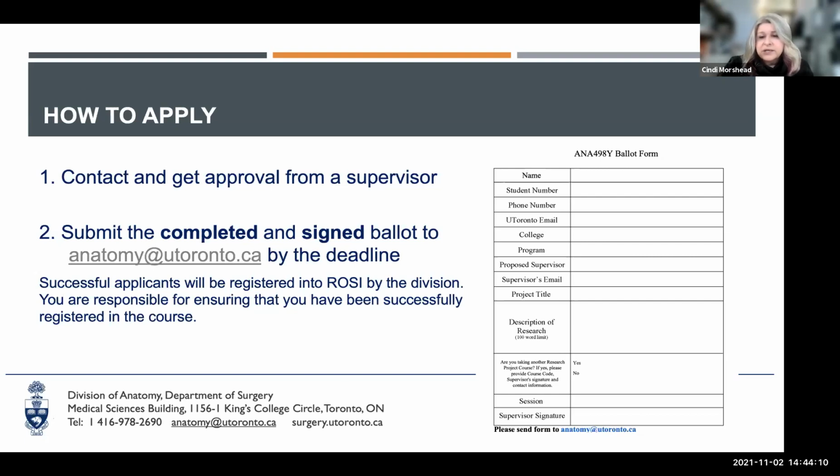It needs to be completed with a description of the research, because there are research projects that are not appropriate for this project, and we need to screen them before we will put you in Rosie, if we have approved your supervisor as well as approved the project that you're describing. And the description of the research would be done in collaboration with your supervisor.